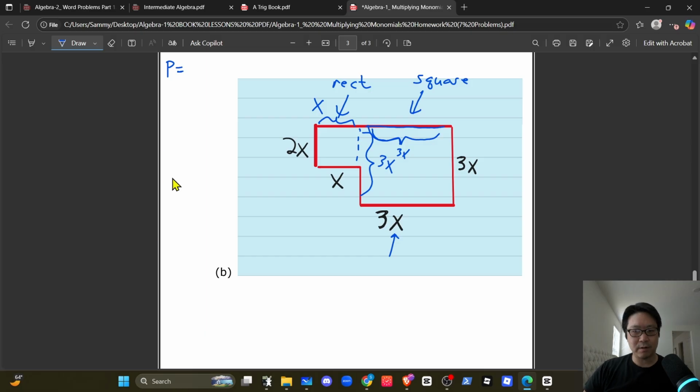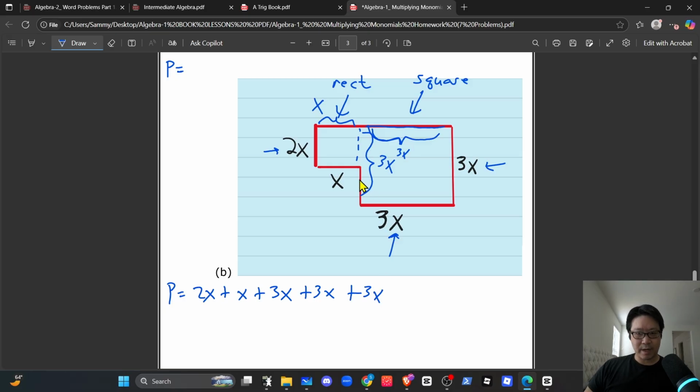So let's actually go ahead and do that. So perimeter of this whole figure is 2x. So we're going to start right here. Plus x plus 3x. Okay. And then plus that 3x. And then plus this 3x. So 2x plus x plus 3x plus 3x plus 3x.